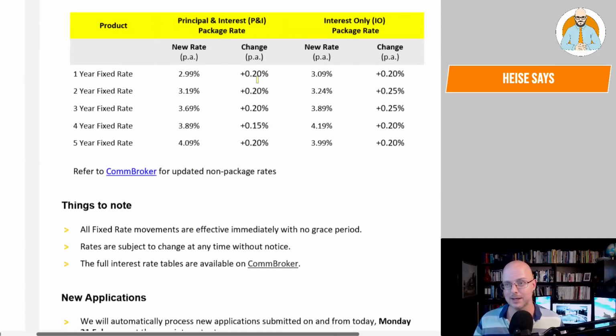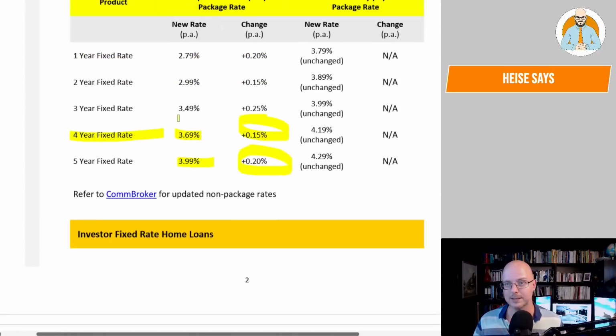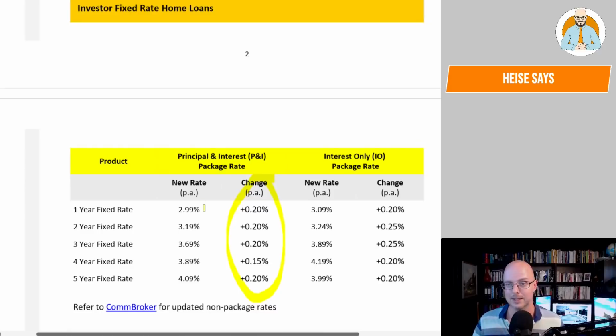And this is investors. They're all up too. Fixed rate investors, and a 1 year fixed, so it's a little bit higher, up 20 points to 2.99. 2 years, up 20 points to 3.19. 3 years, 20 points to 3.69. 4 years, up 15 points to 3.89. And 5 years, up 20 points to 4.09.